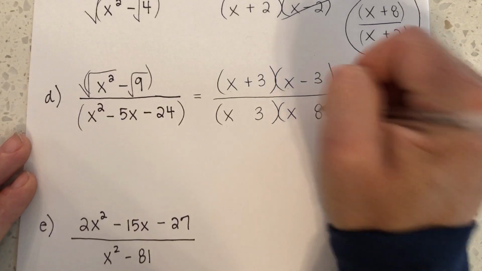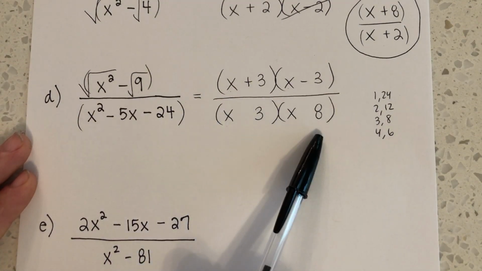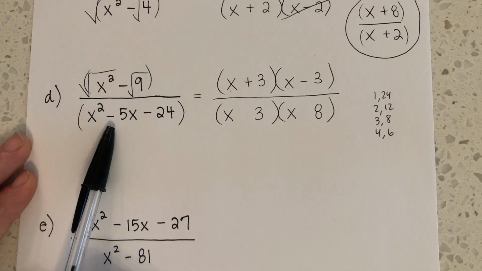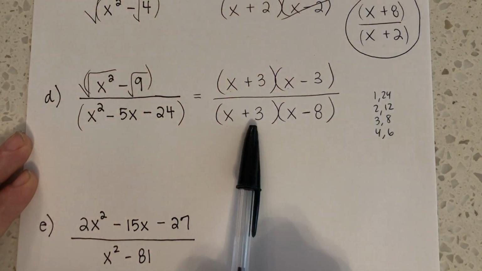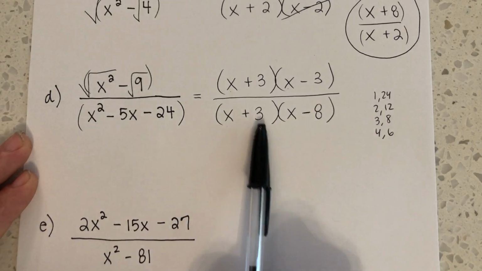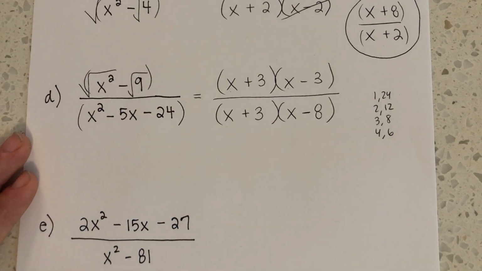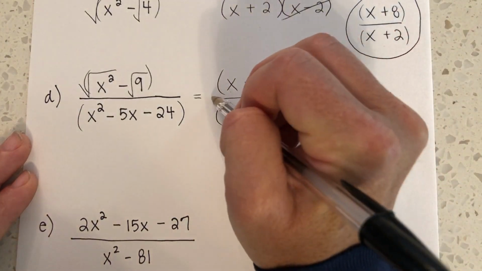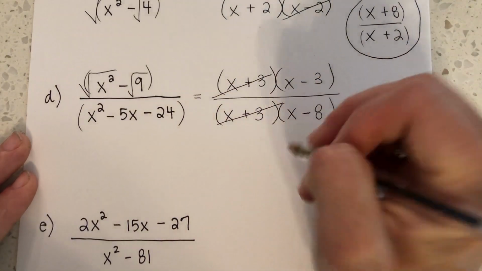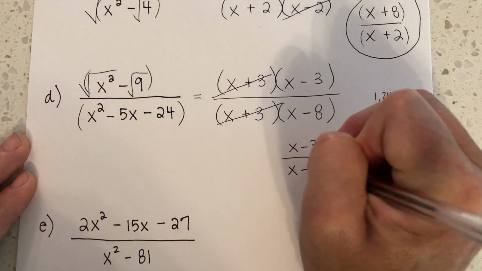3 and 8, let's work the signs. How am I going to multiply to a negative? I need a plus and a minus then, and I got to add up to those negative 5x's. So that means I must need a minus and a plus, right? That's going to multiply to negative 24, and then 3x's and negative 8x's will add up to those negative 5x's. So now what's going to happen to your x plus 3 and your x plus 3? They'll cancel. And you're going to be left with x minus 3 over x minus 8.